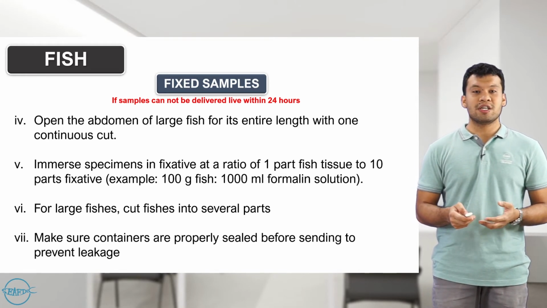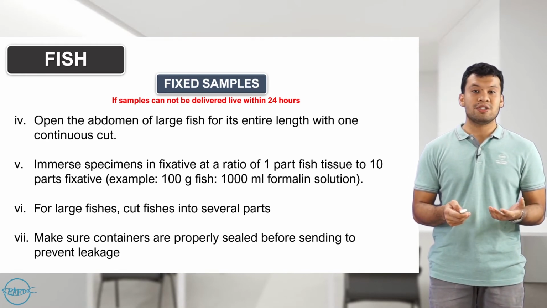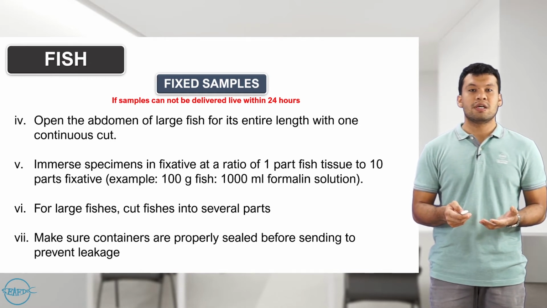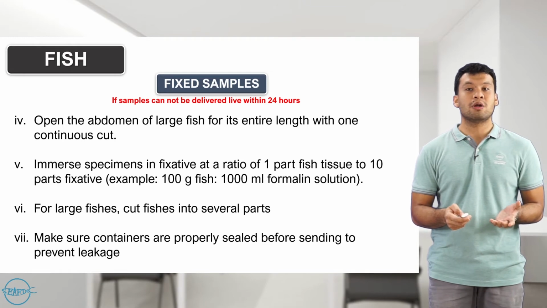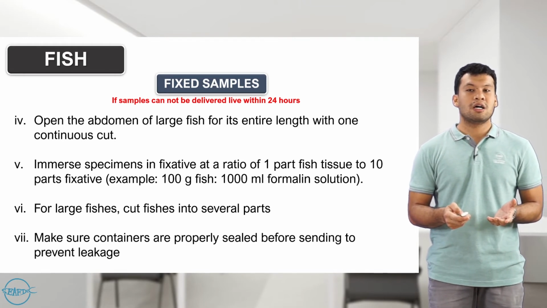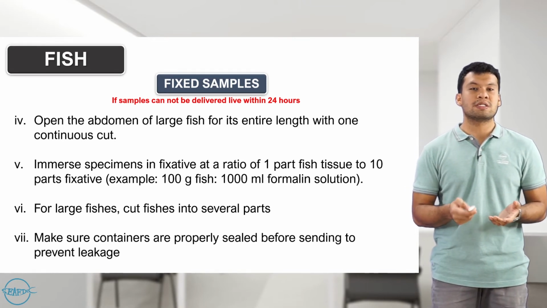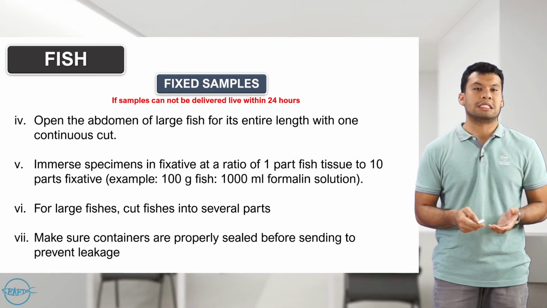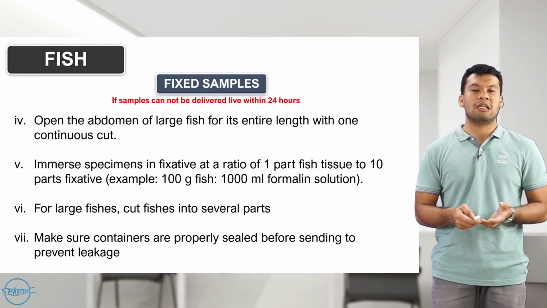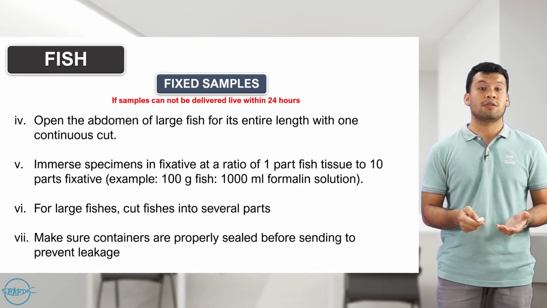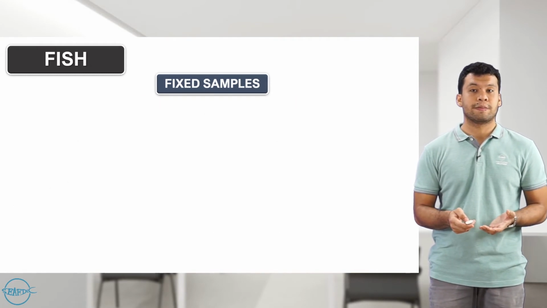For larger fish, you can cut the different types of tissues into several parts so that it is convenient for you. If you have smaller bottles or container bottles during fixation, you can cut the different tissues into smaller ones. Then make sure containers are properly sealed before sending to our laboratory. This is to prevent leakage.